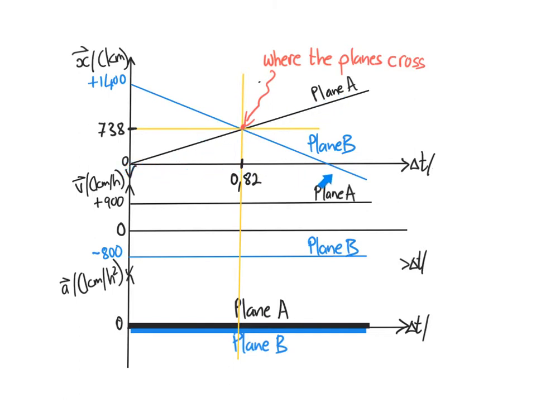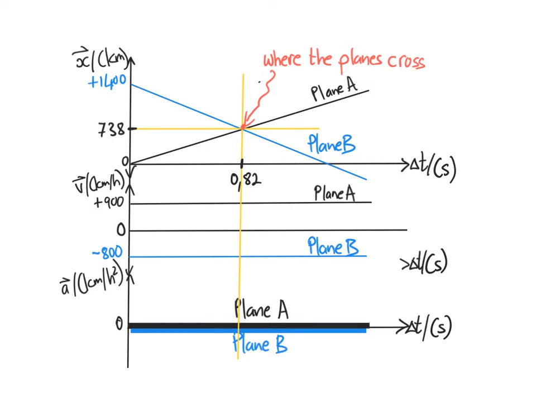As time goes along, plane A moves further and further away from airport A, because x is defined as the direction from airport A. If we look here, we just need to make sure that our axes are labeled correctly. We should always put the unit in, time in seconds.